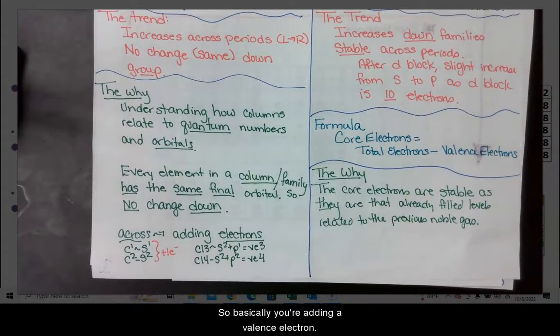So basically you're adding a valence electron per column you move. Therefore, it increases at a steady rate. But because every column has the exact same ending orbital, it doesn't change the valence electrons down a group.